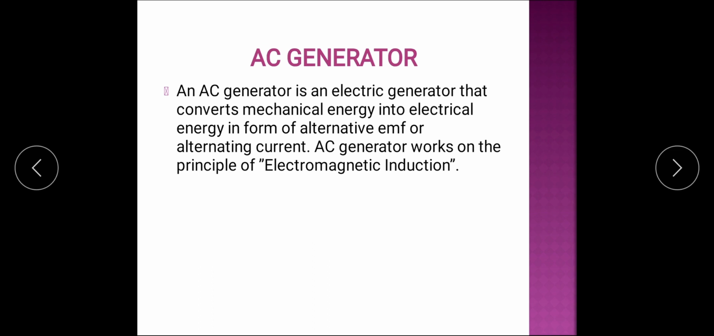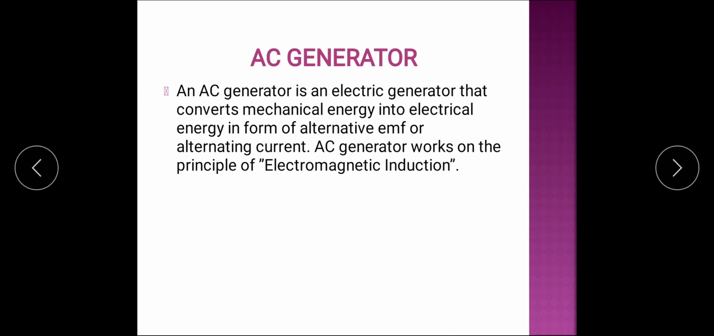Students, a generator is a device which is based on the principle of electromagnetic induction. It is a device which converts mechanical energy into electrical energy. Today we are going to discuss the AC generator. Students, AC refers to alternate current. Alternate current is the current which reverses its direction periodically.